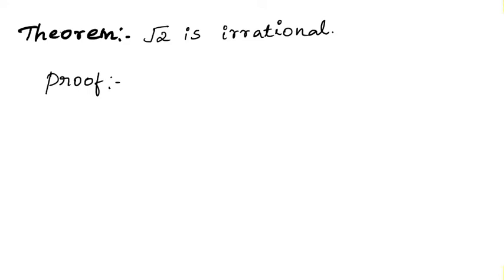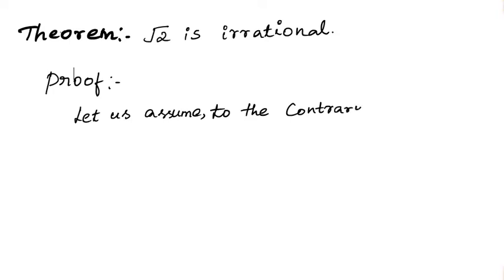Theorem: root 2 is irrational. So we prove this by contradiction. We'll assume that root 2 is rational. So for any rational number, we can find integers r and s such that s is not equal to 0 and we have root 2 is equal to r by s.